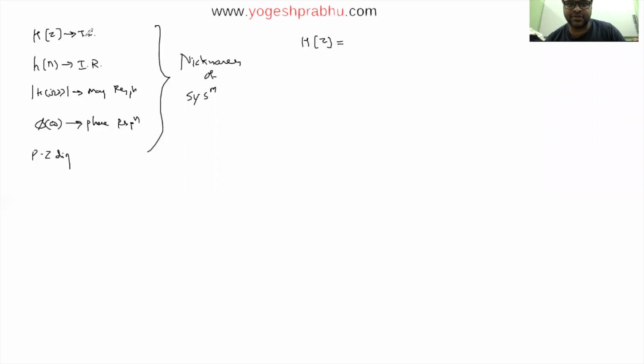H of z is a transfer function. If I give you a transfer function like this, 1 plus 2z inverse plus 3z raised to minus 2, plus 4z raised to minus 3, and I take an inverse z transform, I'll get h of n. And h of n is going to be 1, 2, 3, 4. Do you understand why? And this is an arrow. The arrow says this is n equals 0. We already know this is a transfer function. We know this is an impulse response. And to be precise, this is FIR.